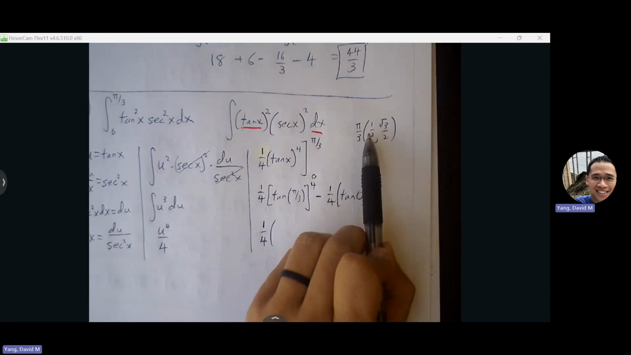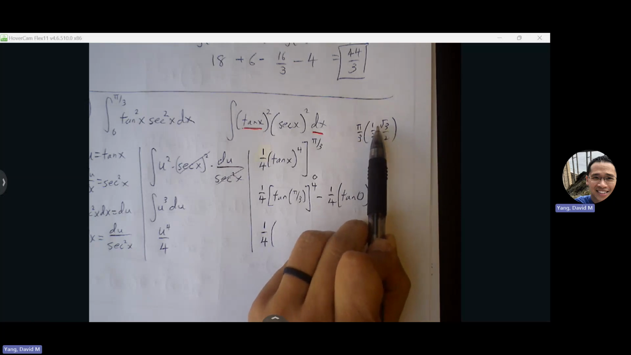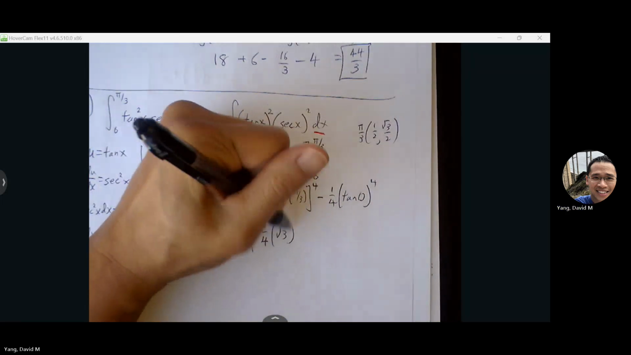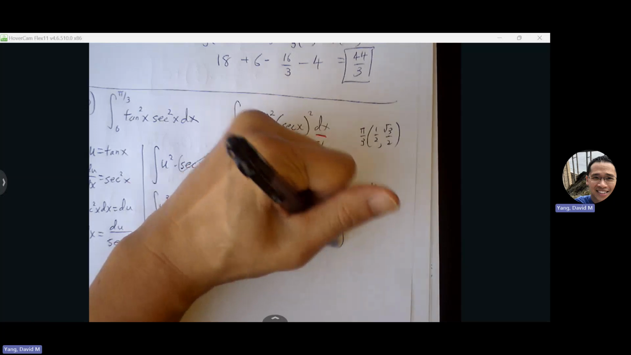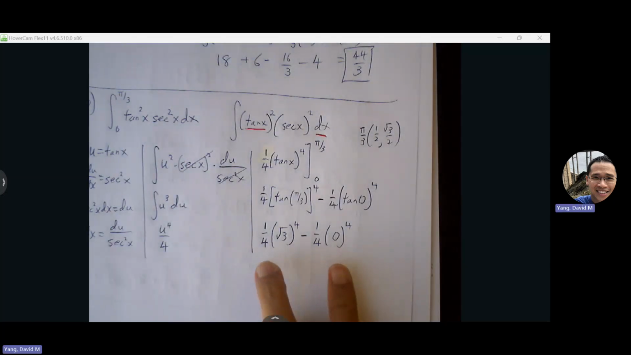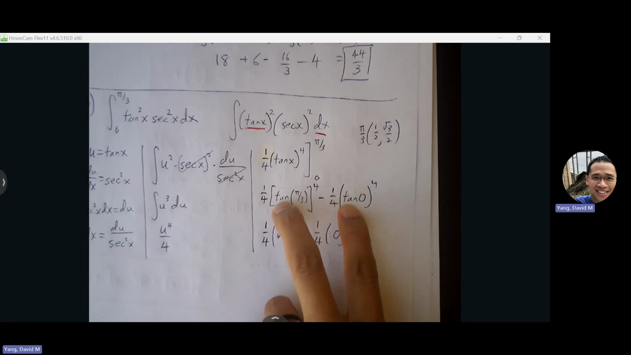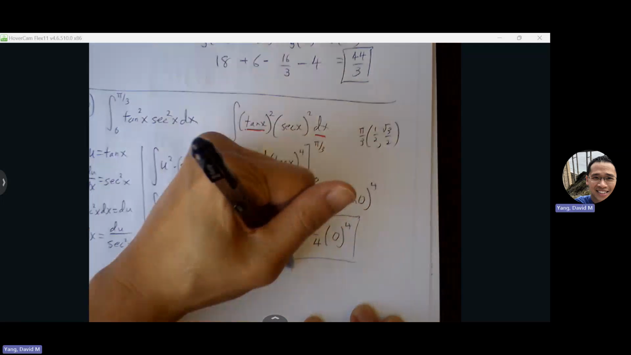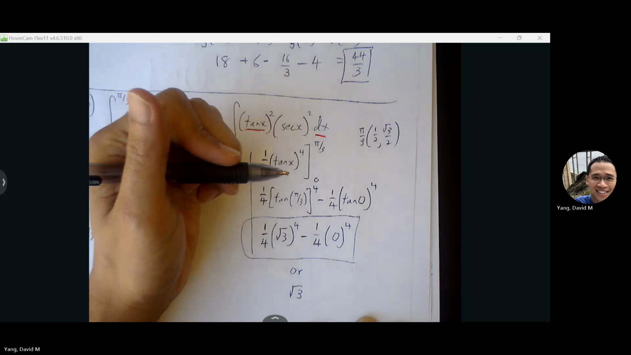So pi over 3 on the unit circle is the ordered pair 1/2, root 3 over 2. So tangent is sine over cosine, root 3 over 1. It's root 3. Tangent of 0 is just 0. So now if you want to leave your answer unsimplified, that's fine. This is okay, but we've got to get it past this point. So this is fine. Or if you want to clean it up even further, you can get it all the way down to root.